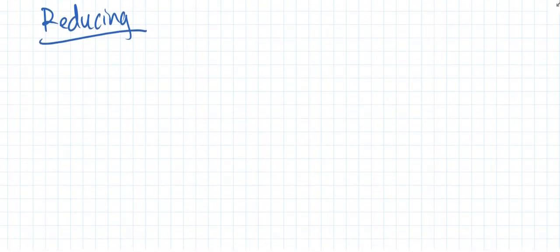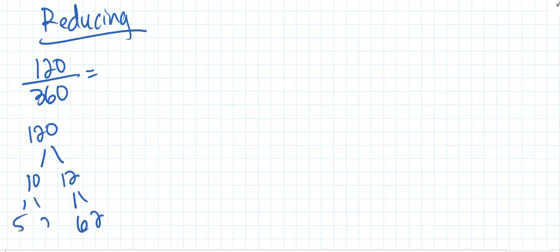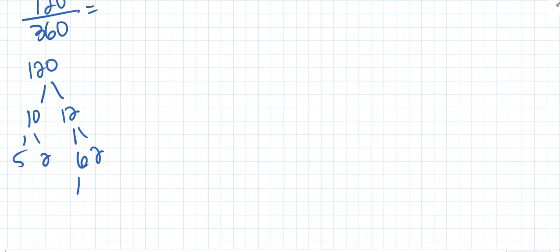So let's take a different problem. Let's take an easy problem to see. You can reduce this pretty easily in your head, right? But if you couldn't, if it was a more difficult problem, you take the prime factorization, 120. We know that this is 10 and 12. Okay? 6 and 2, 5 and 2. And then 3 and 2 here. And these are the prime factors of 120.